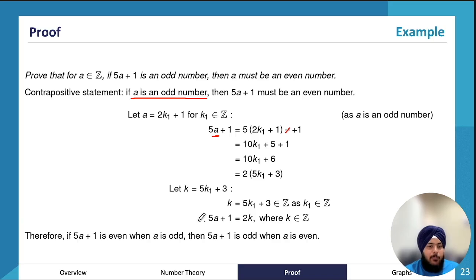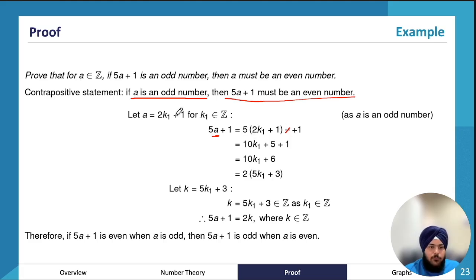So that is basically our proof there. We've let k1 be an integer, and we're letting A be an odd number. 2 times any integer plus 1 will always give us an odd number, regardless of whether k1 is even or odd. So A is an odd number, and that is what we're trying to prove: if A is an odd number, then 5A plus 1 must be an even number. That is what we want to end up with.